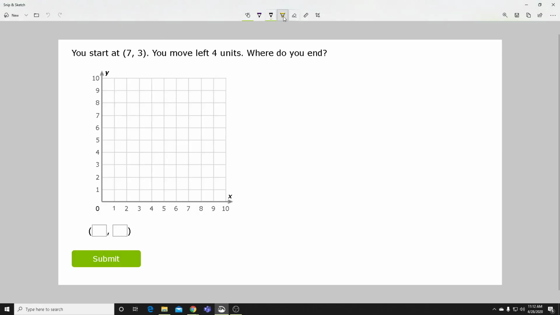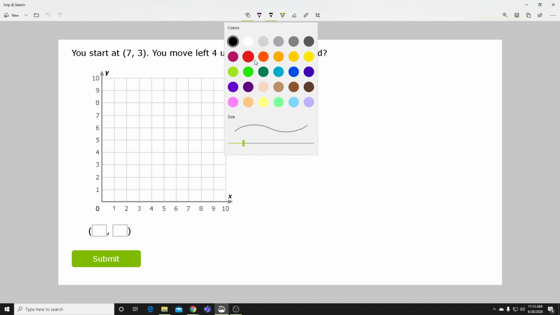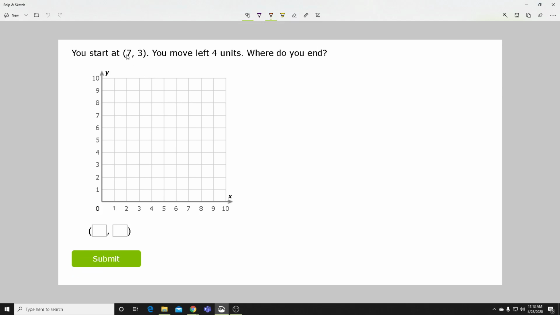Okay, so with these, we're just going to plot like normal, but now we're moving coordinates around. So you need to read carefully. Our key information here is that we start at the point 7,3. Remember, it goes x, then y when we're plotting. So that means we're starting at x equal to 7. So we're starting here.